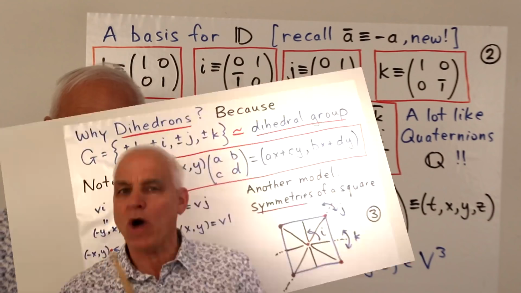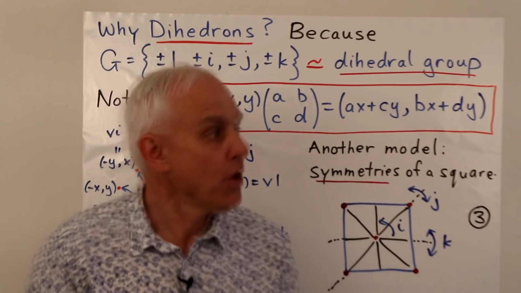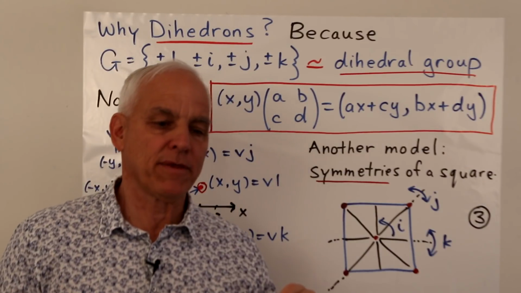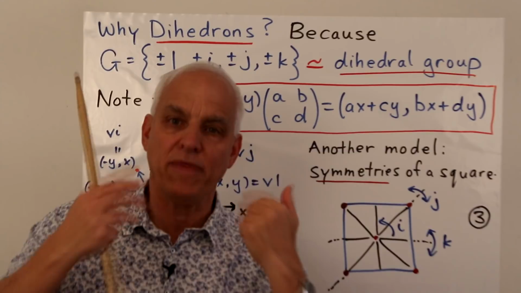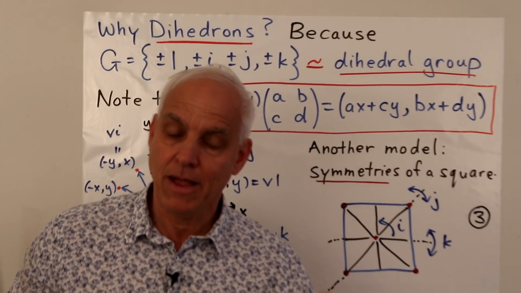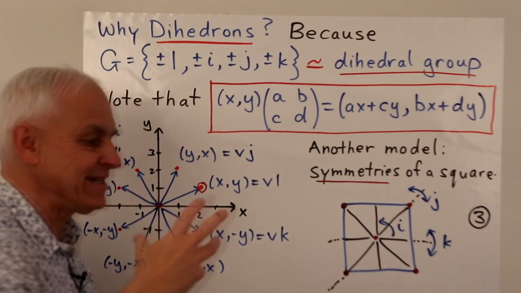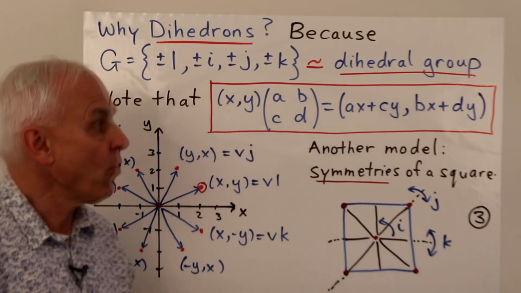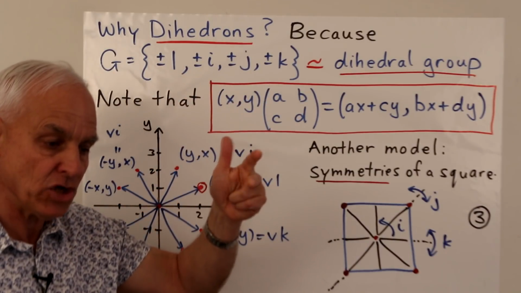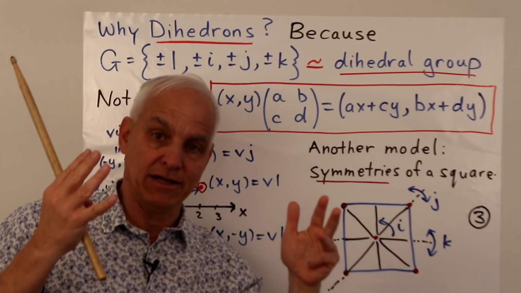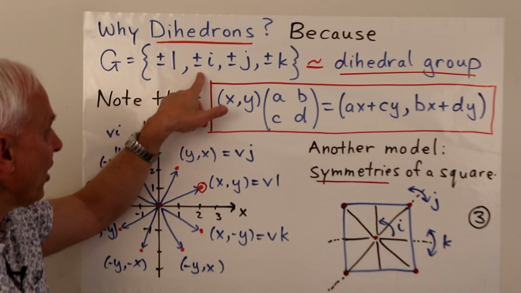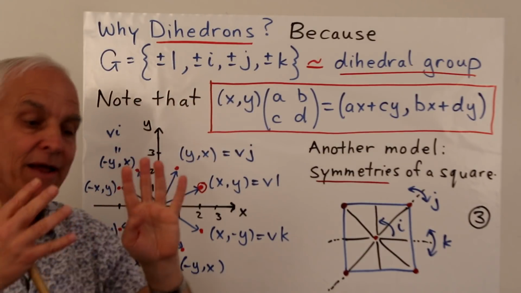Now, I'd like to explain why we call these things dihedrons. Okay, it's because there is a connection with a finite group with 8 elements called the dihedral group. And that group is sitting inside our algebra when we take our 4 basis matrices, 1, i, j, and k, together with their negatives. Okay, so I'll put plus or minus here. So plus or minus 1, plus or minus i, plus or minus j, plus or minus k. So it's all together 8 things.